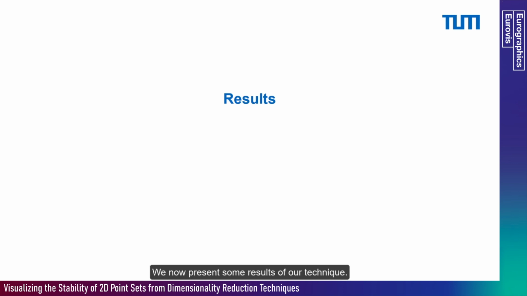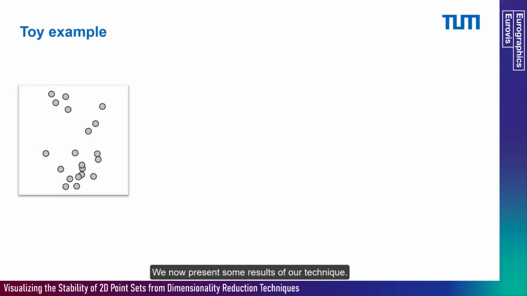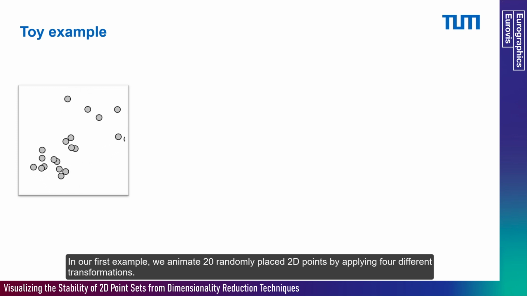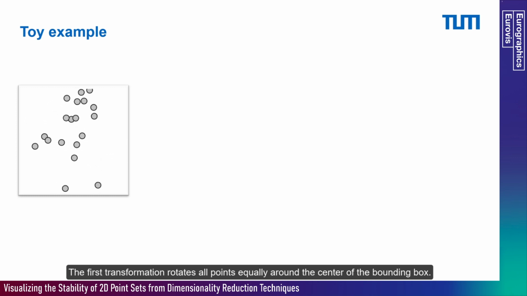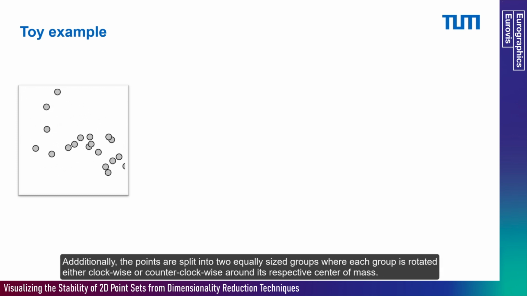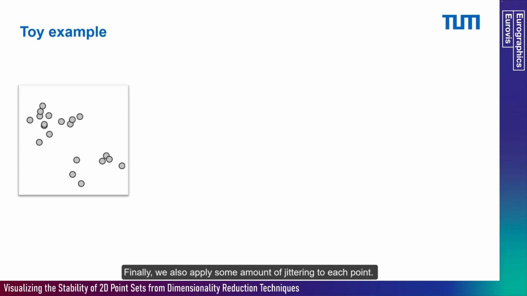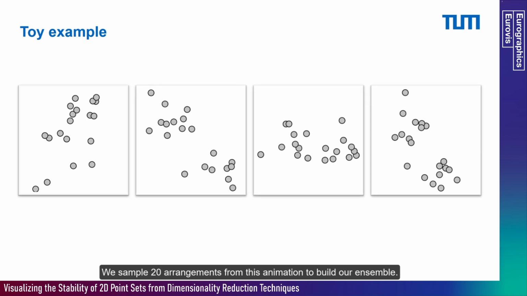We now present some results of our technique. In our first example, we animate 20 randomly placed 2D points by applying 4 different transformations. The first transformation rotates all points equally around the center of the bounding box. Additionally, the points are split into 2 equally sized groups, where each group is rotated either clockwise or counterclockwise around its respective center of mass. Finally, we also apply some amount of jittering to each point. We sample 20 arrangements from this animation to build our ensemble.